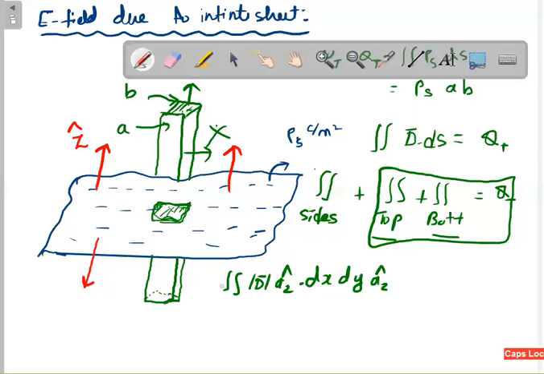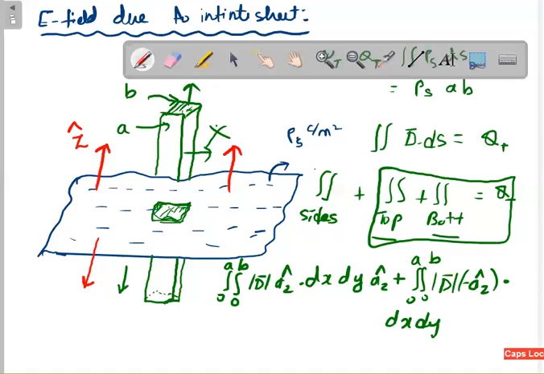And what is the limit here? This is varying from 0 to a, and this is going from 0 to b. These are all the limits, 0 to a and 0 to b. Similarly, if you concentrate on the bottom, here also 0 to a, 0 to b, but on the bottom surface, the electric field is going in the minus a_z cap direction. So D bar, minus a_z cap, dot product dx dy.